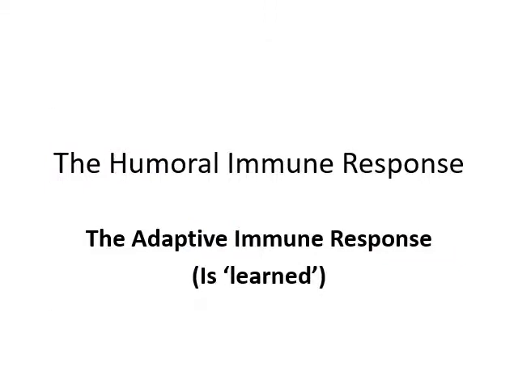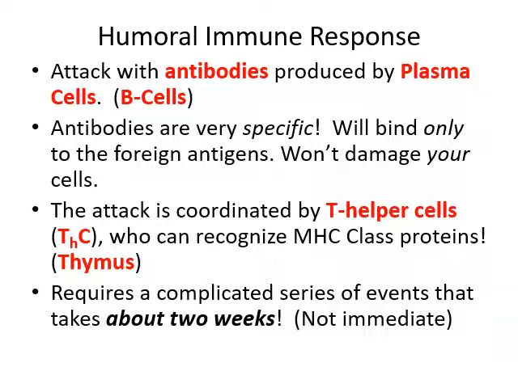Okay, now let's take a closer look at the humoral immune response. This refers to attack of foreign invaders by antibodies that are produced by plasma cells. Plasma cells used to be B cells. And antibodies are very specific. Antibodies will bind or attach to only a specific foreign antigen. They will not attach to any other tissues, and so they will attach to the foreign invader.